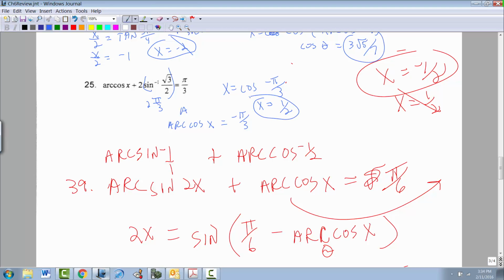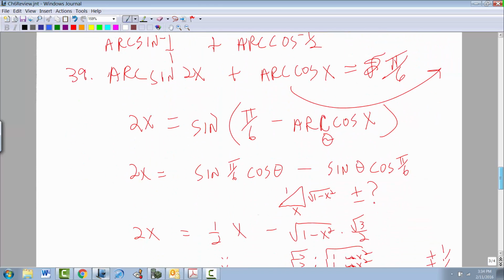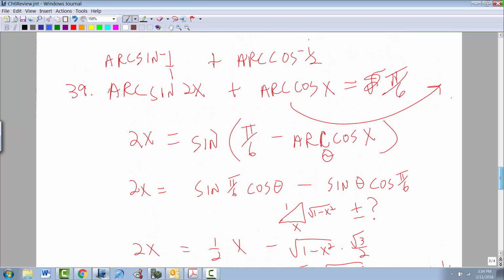Now we did this one in class, and I'll post this video and I'll tell everyone on the calendar. At least look at the end of this video. So here's number 39 from the old homework yesterday. Subtract our cosine and then sine both sides to get 2x by itself. And this is what you end up with right here.